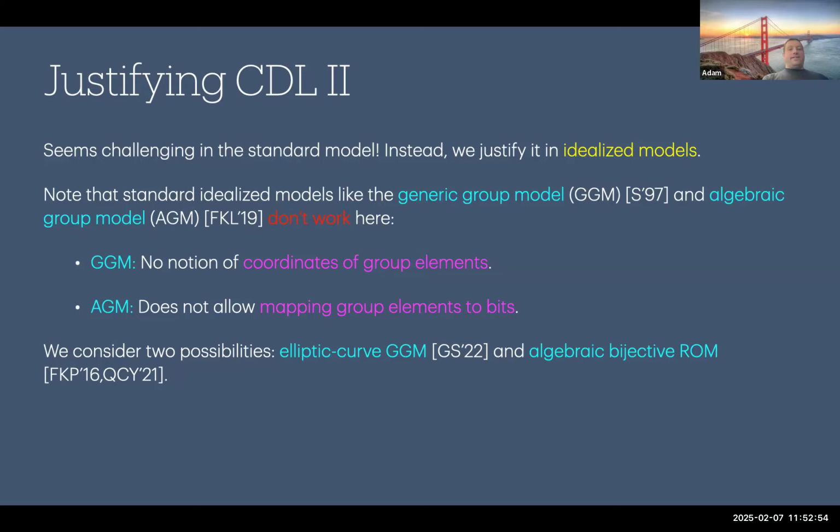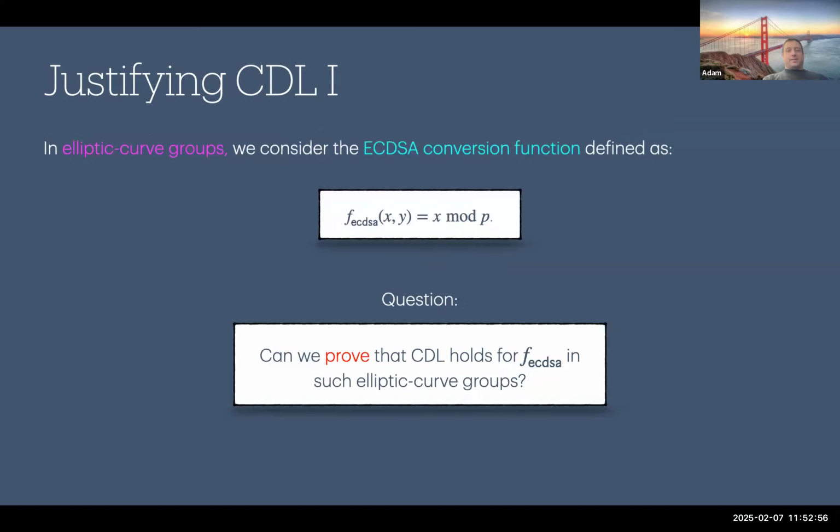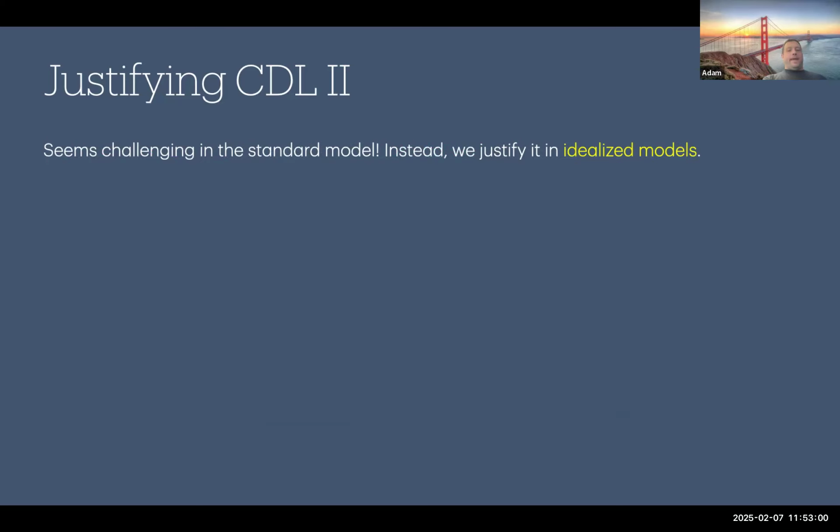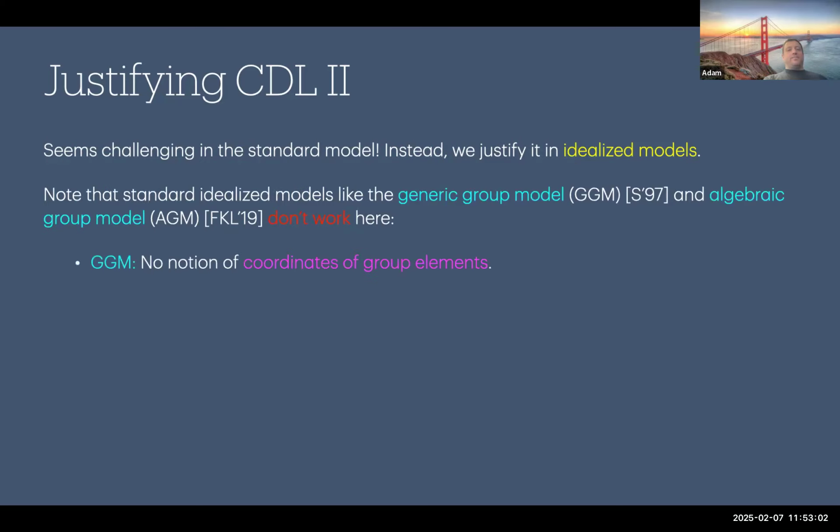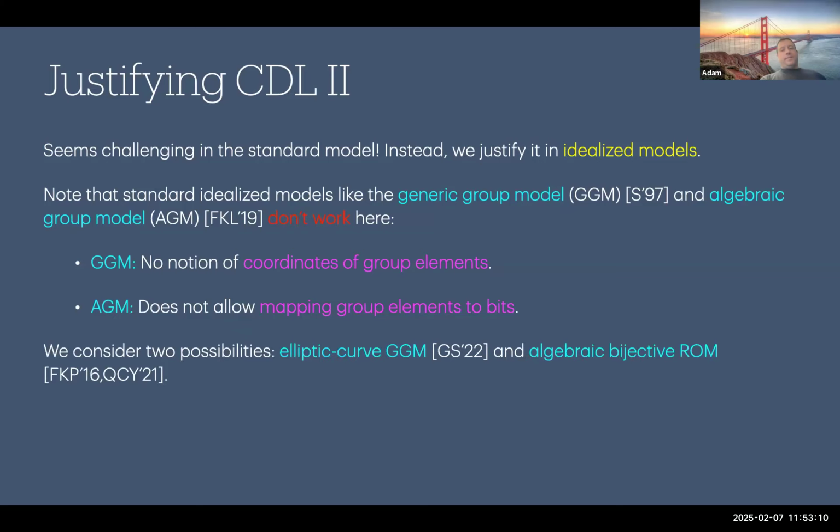So the problem with using these models is because of the F function. The F function doesn't work with the GGM or the AGM. Yeah, that's exactly right. So the two models we consider are what's called the elliptic curve GGM, and something a little bit more technical called the algebraic bijective ROM. I'll explain what those are.